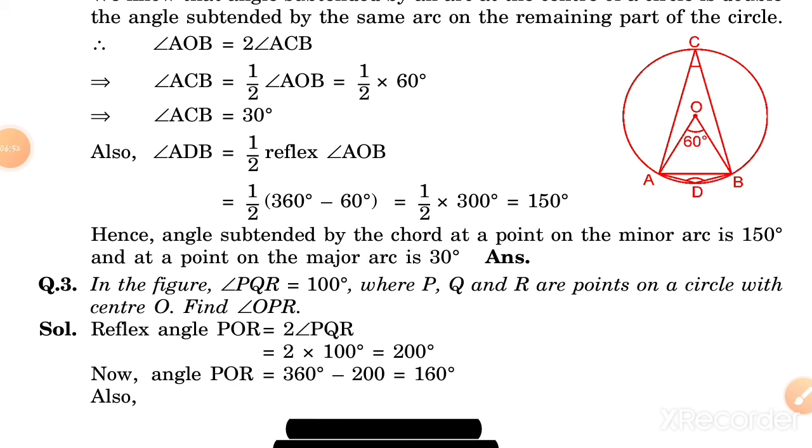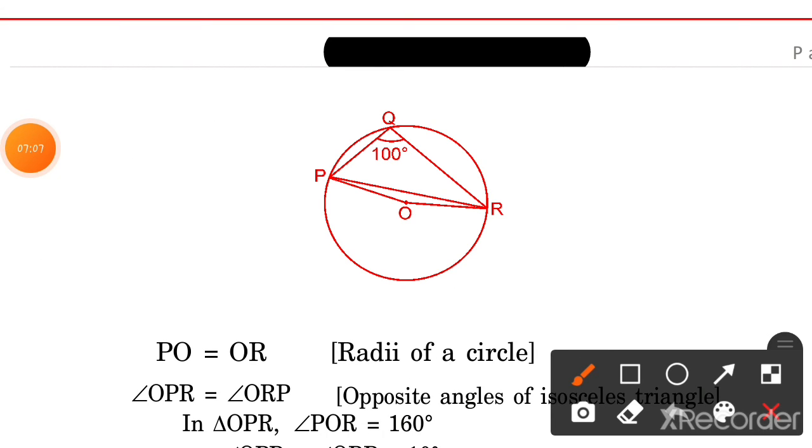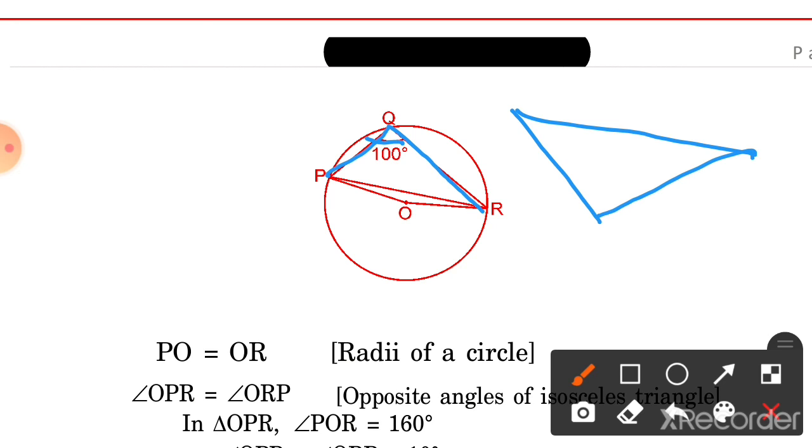In the figure, angle PQR is equal to 100 degrees, where P, Q, R are points on the circle with center O. Find the angle OPR. So let's first understand the figure. The angle given is angle PQR, that is 100. Correct? And we need to find which angle? Angle OPR. We need to find the value of this angle.